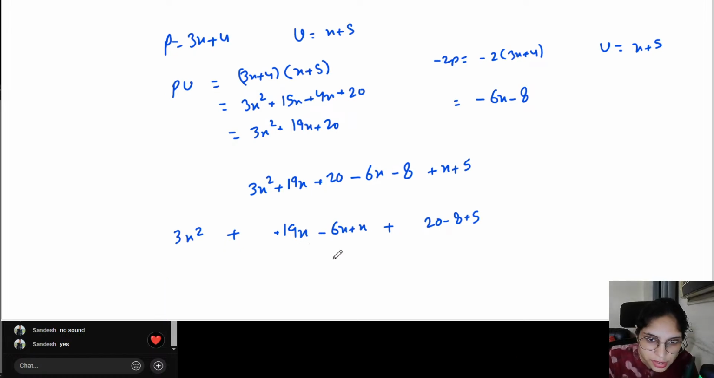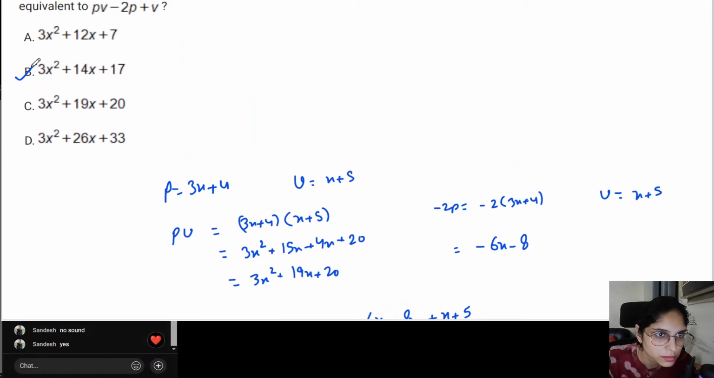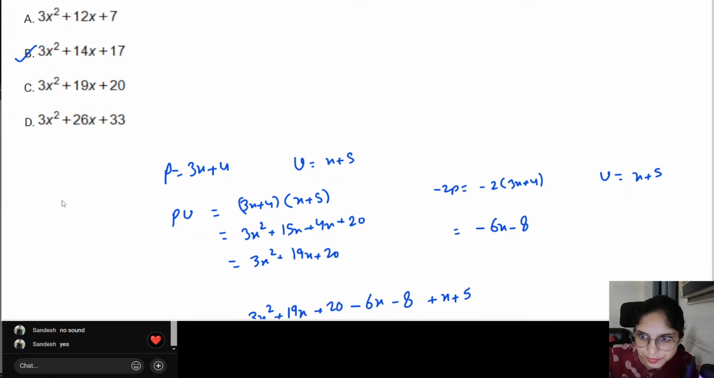So 19 minus 6 is 13, 13 plus 1 is 14. So 3x squared plus 14x plus, 20 minus 8 is 12, 12 plus 5 is 17. If you want to combine 6x and x together, remember the negative sign travels with negative 6. So it will be negative 6 plus 1, which will be negative 5. And 19 minus 5 will be 14 again. So 3x squared plus 14x plus 17. This is the answer.